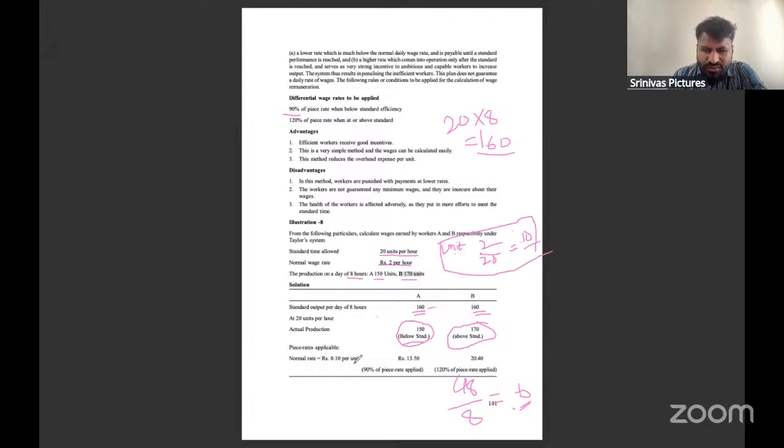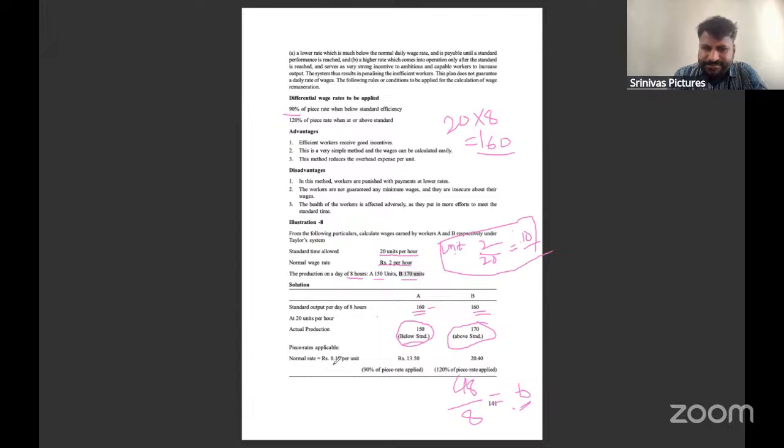One 10, what is that? 90% means what? 90% of the piece rate is applicable. So 90 rate means with what? Whatever 10 paisa is there, the 10 paisa, 90 paisa we are going to calculate.